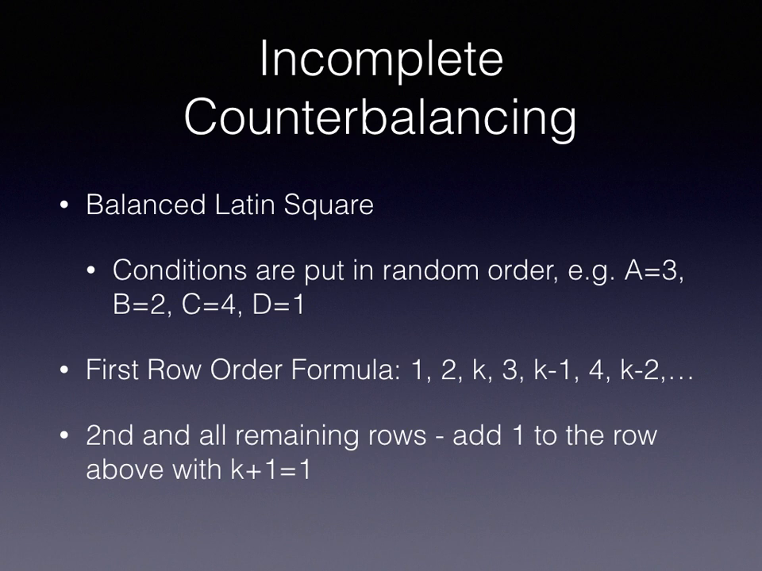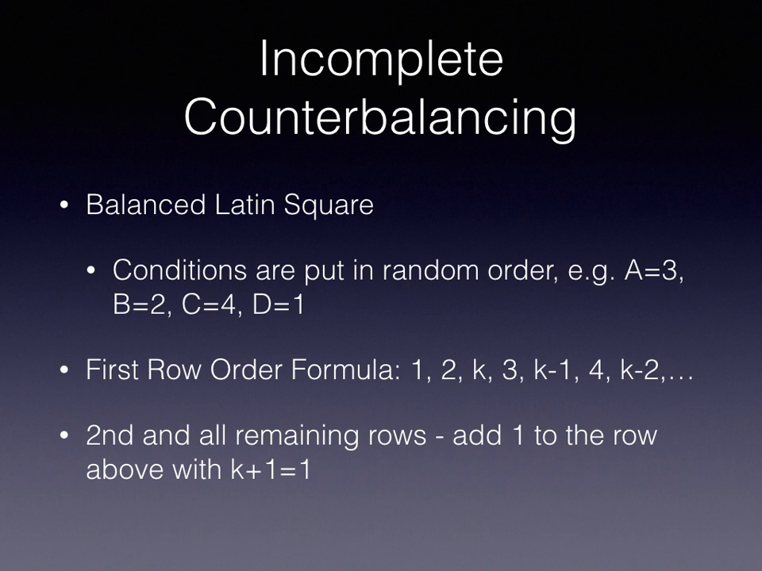The rest is easy. For the second and all remaining rows, just add 1 to the row above it. So if our first row was 1, 2, 4, 3, then the second row, and we get that by following the formula, the second row would just be 1. You add 1, so you get 2. Add 1 to 2, and you get 3. Add 1 to k. Well, k was 4. If you add 1 to it, you get 5, but we don't have 5 conditions. So that's when we start over, with k plus 1 being equal to 1.